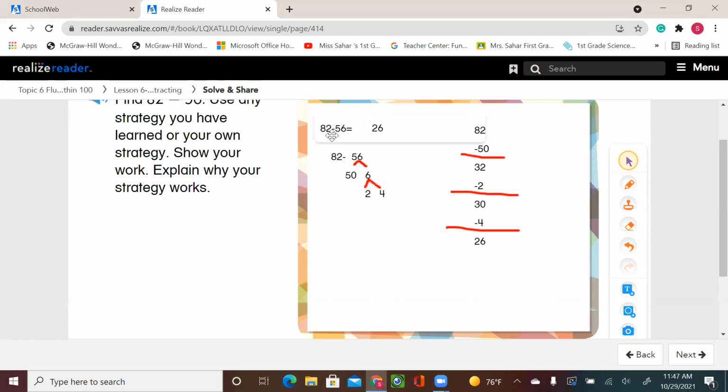I have the 82 as it is, 56 I break into 50 and 6, and then I broke the 6 into 2 and 4. Why 2 and 4? Because I know it's 82, so I have 2. That's easy for me to subtract. All right, so that was extra practice for topic 6, lesson 5, subtracting two-digit numbers. I'll leave you with the rest of your activity, pages 255 and 256. That's it for today's lesson, second graders. Thank you.